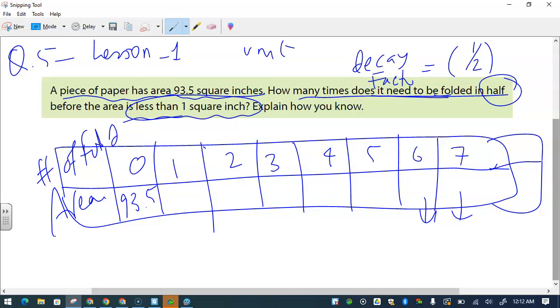We have to model this, right? So half means the b is half. So the formula, this is b is half. So every time it becomes half. So area, let's see, number of folds is n.